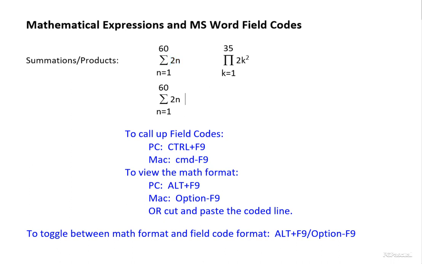For a product, we toggle to field code mode. Instead of typing SU, we type PR, for product of course. Toggle out of the field code mode, and we have our product.